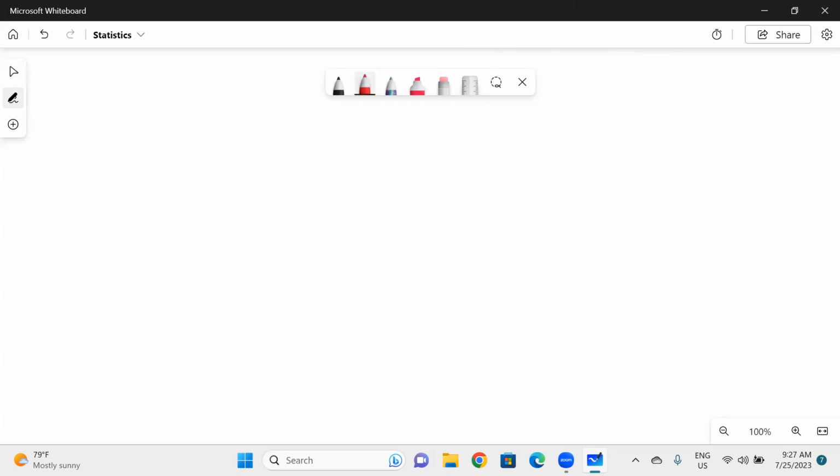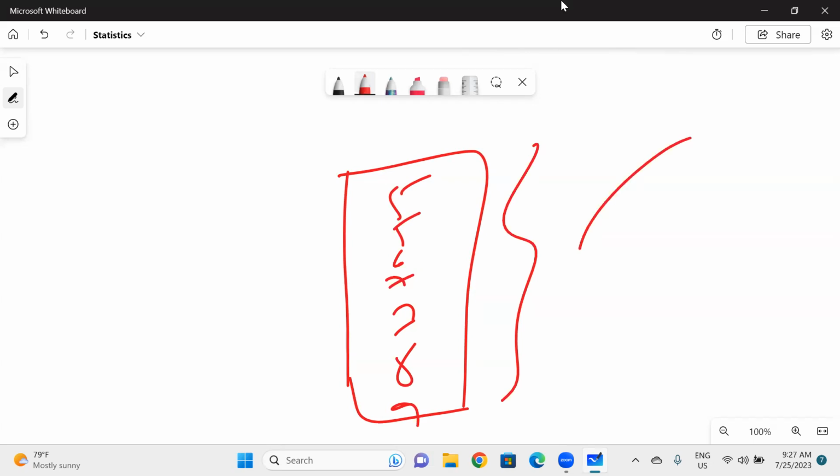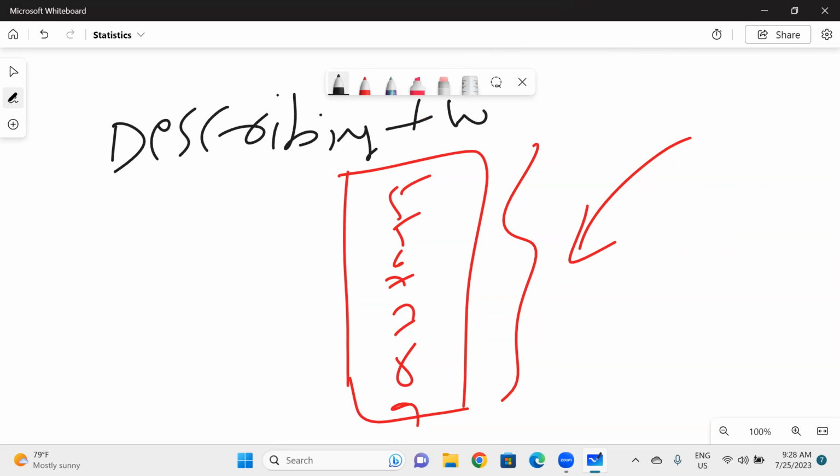For example, I have a data something like this: 5, 6, 7, 8, 5, 9, 7. I want to describe the distribution, how the data is distributed. So I would like to go for describing the distribution of data. So how can we describe it? Distribution in the sense of how the data is spread.